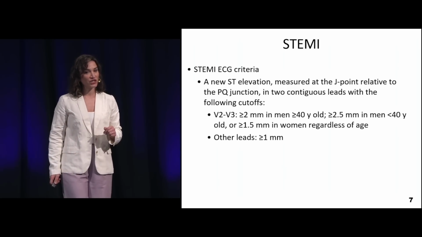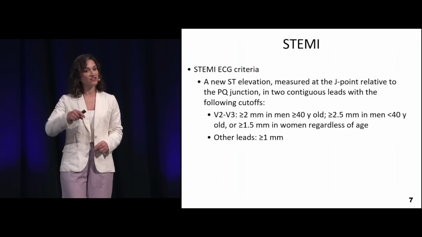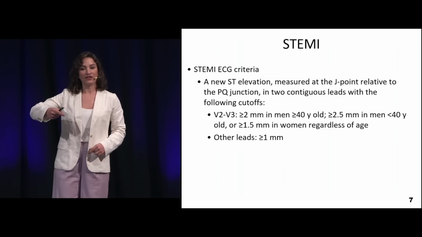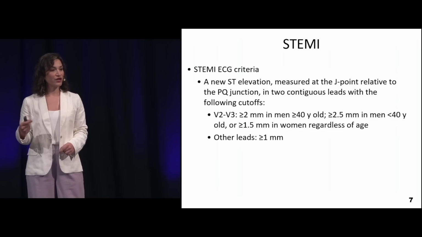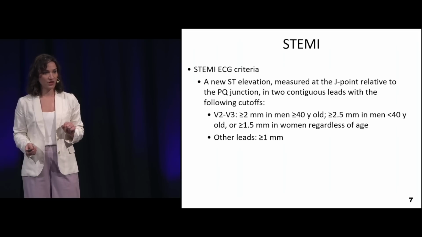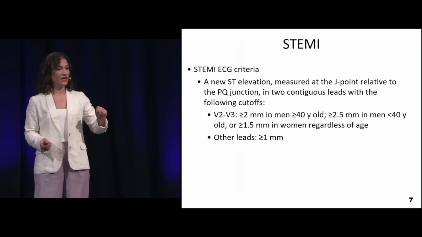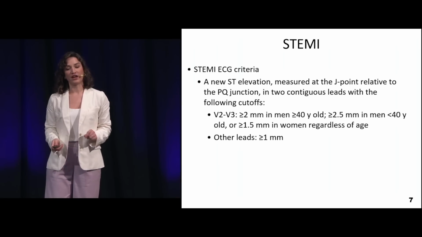The only exception here is leads V2, V3, so that anterior MI needs to be a bit higher. And so in men who are greater than or equal to 40, we need 2 millimeters. In men who are less than 40, we need 2.5 millimeters. And in women, we need 1.5 millimeters.